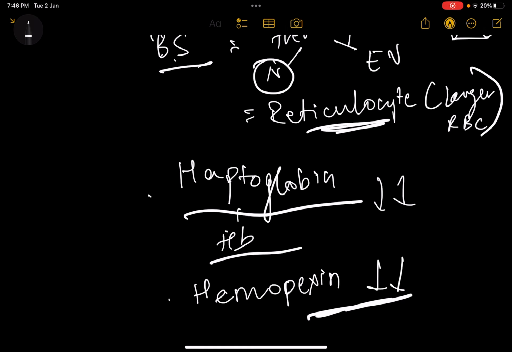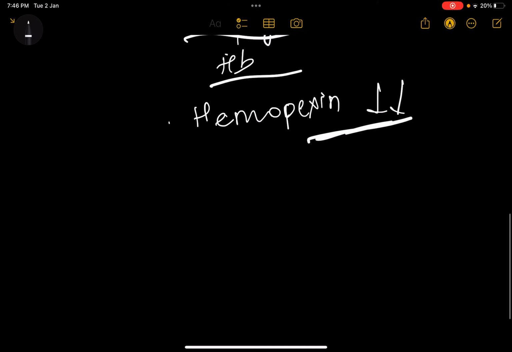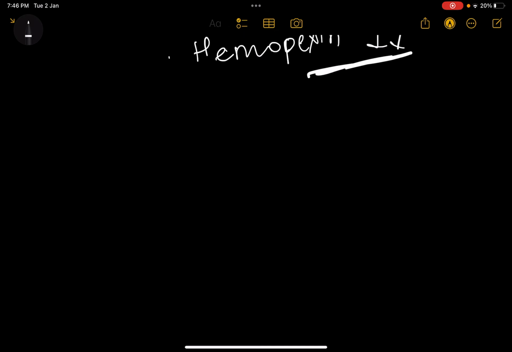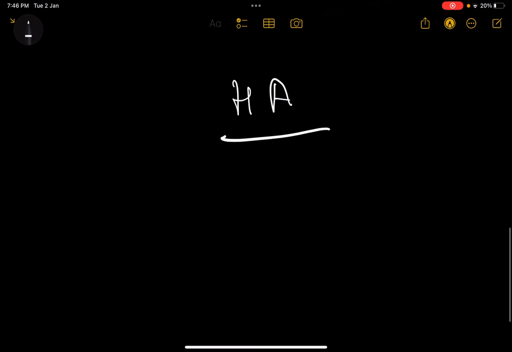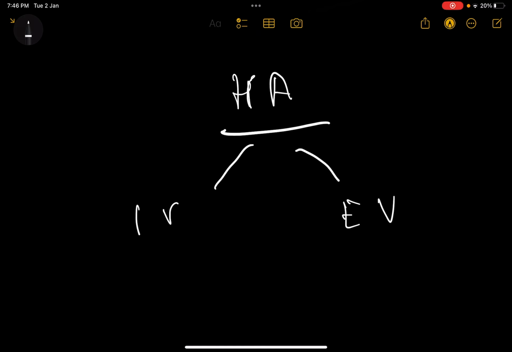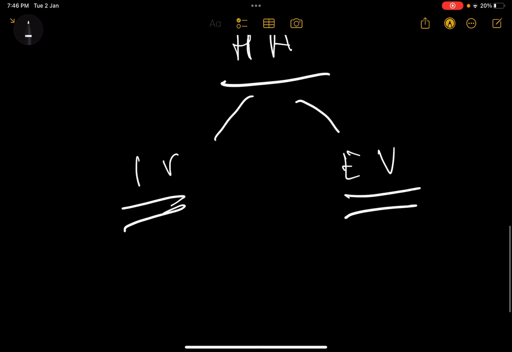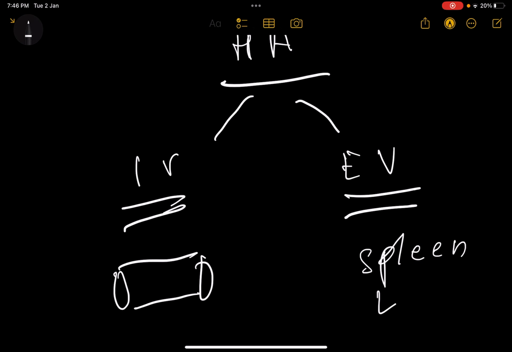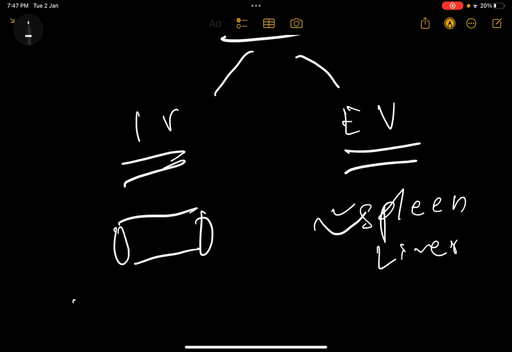Now, we've sorted a few lab features that we can see when it comes to hemolytic anemia. Now it'll be easier for us to understand the different causes of hemolytic anemia. So let's begin directly without wasting much time. Hemolytic anemia could be intravascular or extravascular. If it's intravascular, you're probably thinking about stuff that is causing lysis inside the vessel. If it's extravascular, you're probably thinking about the spleen and the liver, but more commonly, predominantly the spleen.